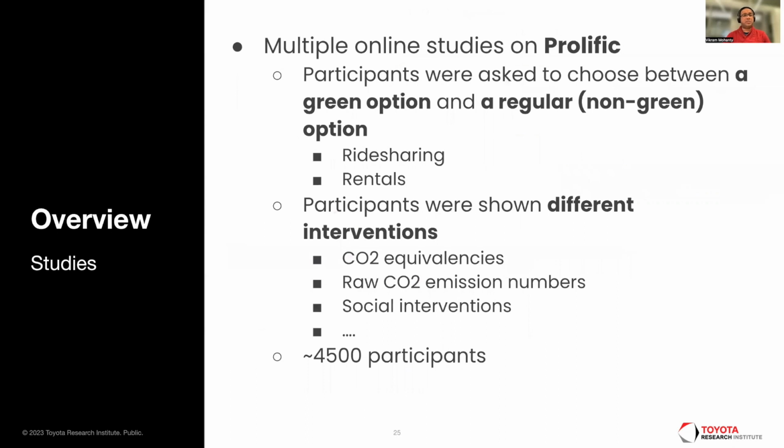We conducted several online studies on Prolific with over 4,500 participants, where participants did different rental and ride-sharing tasks, and they had to choose between a green option and a regular option while being shown different interventions. The goal of the studies was to understand the influence of these interventions on the participants' choices. We conducted these studies in 2 phases.